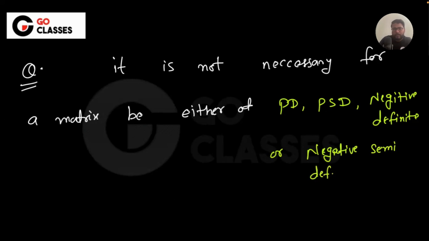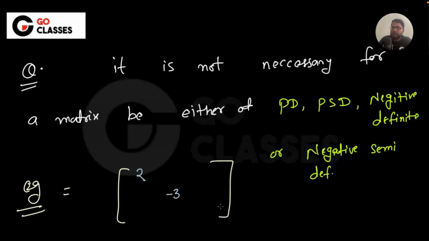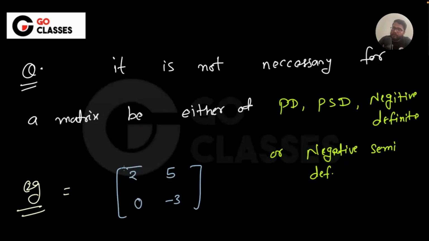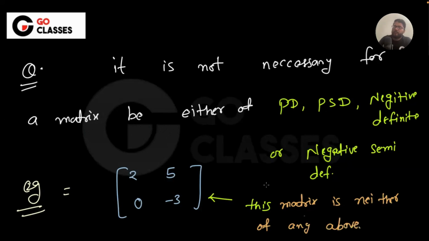So for example, if we have a matrix, let's suppose one pivot is 2, another pivot is -3. Once you have 2 and -3, then the game is over, right? So maybe you can have even a 2 cross 2 matrix. So for this matrix, tell me, are all pivots positive? No. Are all pivots negative? No. So this matrix is neither of these, neither of any above. Okay, it is not necessary, obviously, for a matrix to fall in these categories.